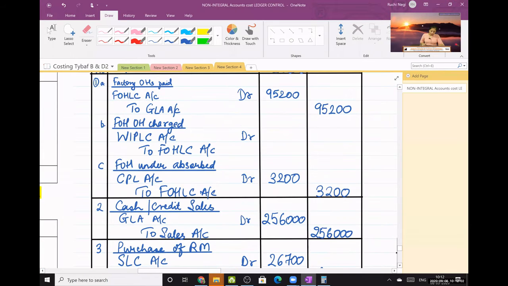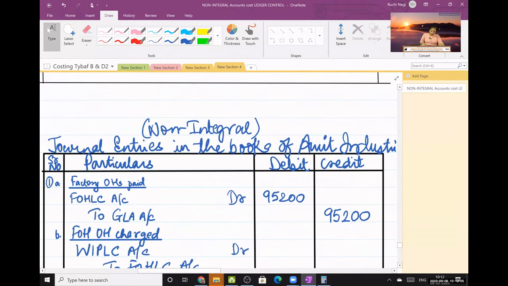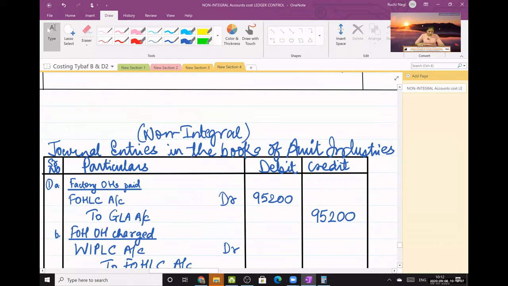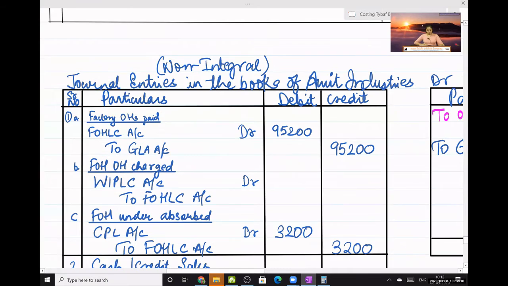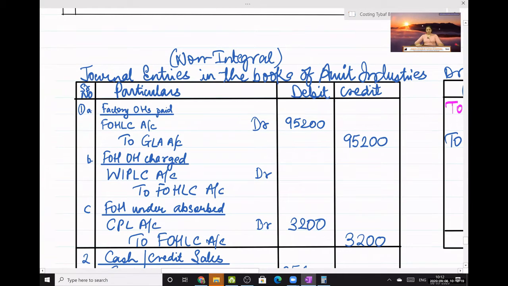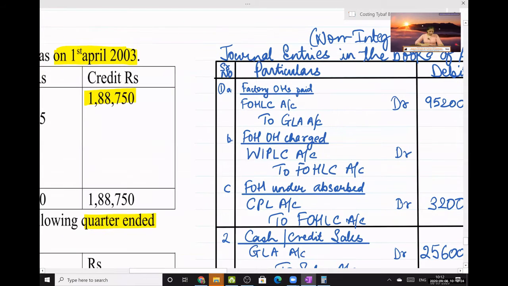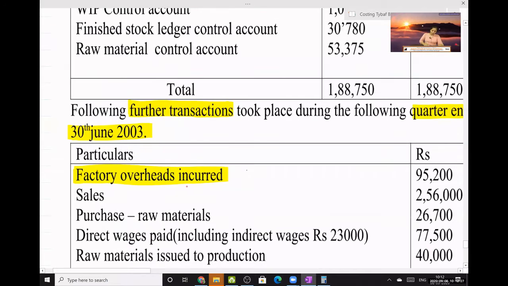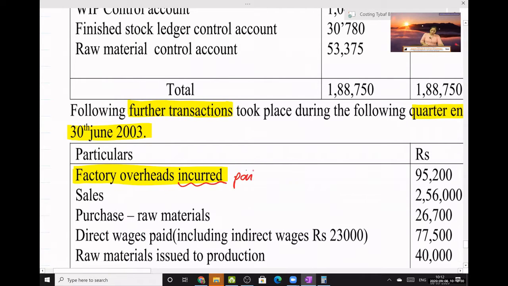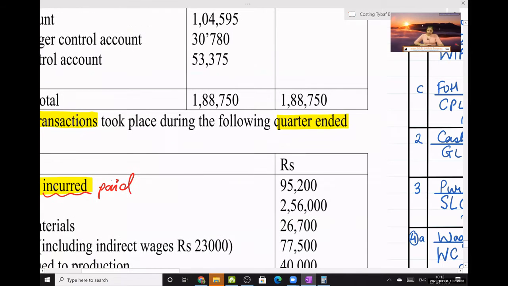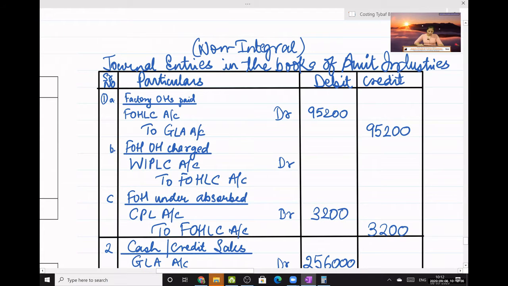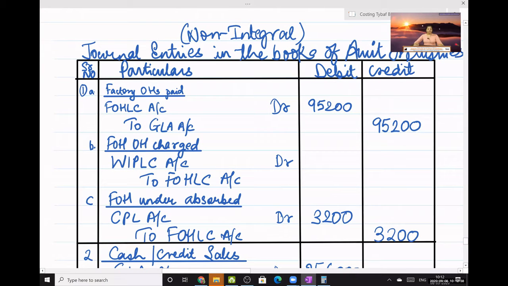Okay, so start with the journal entries. Write down journal entries in the books of Amit Industries. Like this, non-integral. First journal entry is factory overheads incurred. Incurred means to pay. Write down journal entry number 1A, factory overheads paid: FOH ledger control account debit to GLA 95,200.